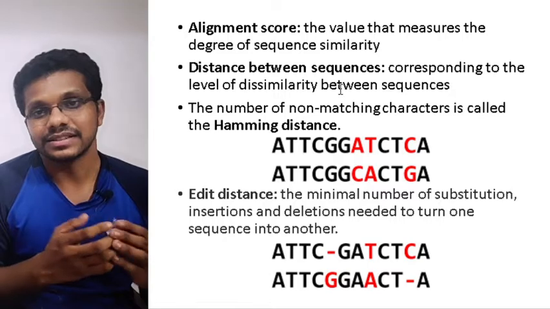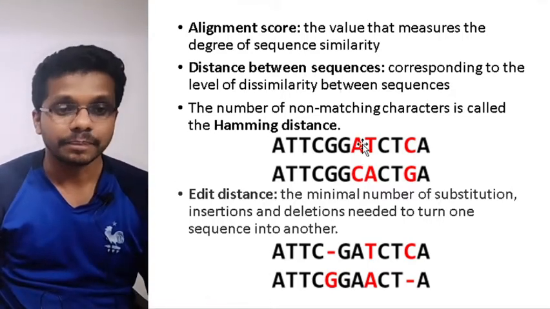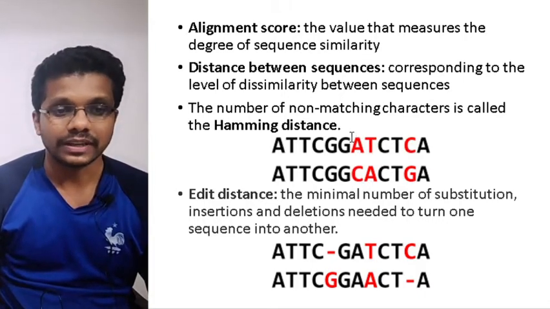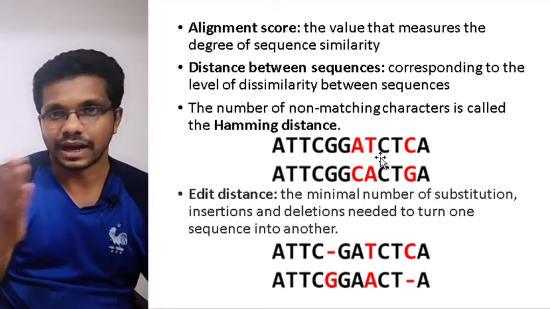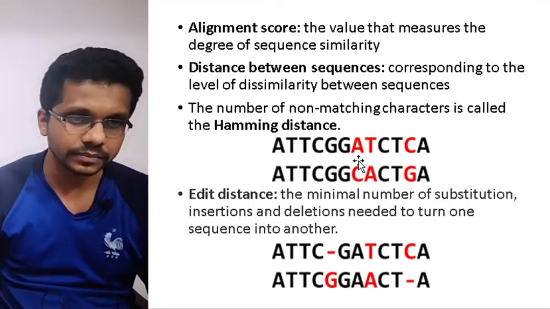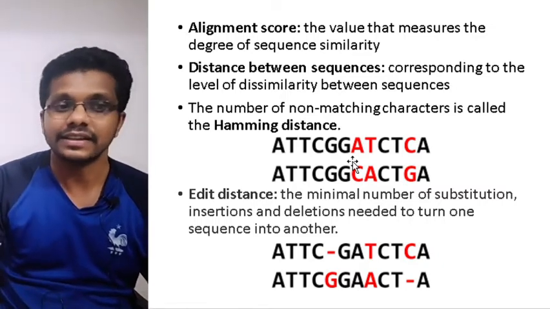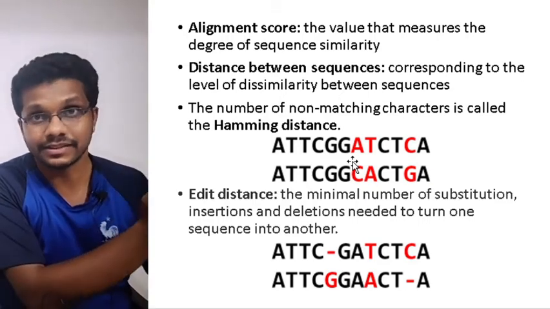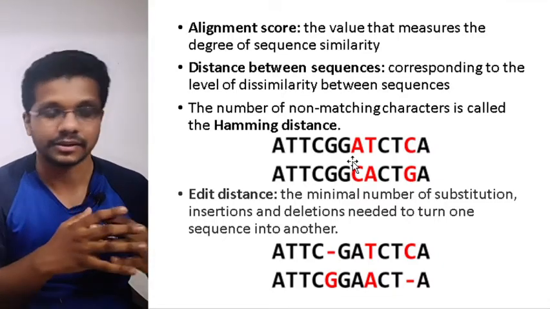Then the Hamming distance: if you see this example, between two different sequences there are three dissimilarities or substitutions. So the Hamming distance is actually the number of non-matching characters present in the sequences. These sequences can be DNA sequences, RNA sequences, or protein sequences. So if the Hamming distance is high, the distance between the sequences will also be high, and the alignment score will be less. So alignment score is telling how similar the sequences are. Distance between sequences is how dissimilar the sequences are.